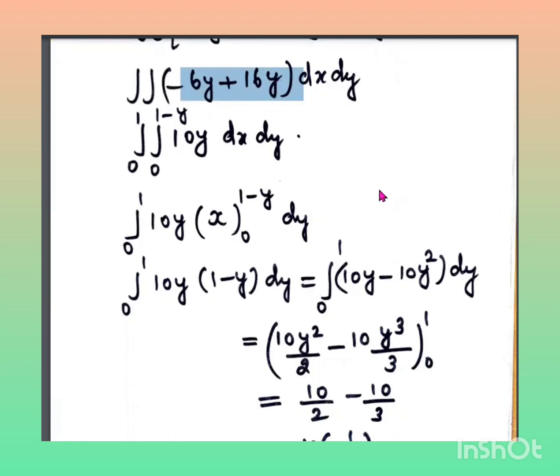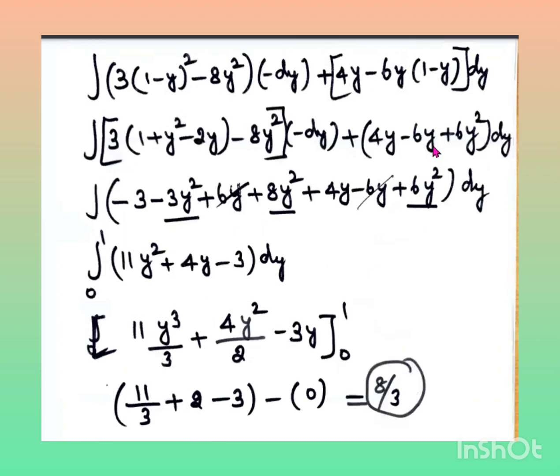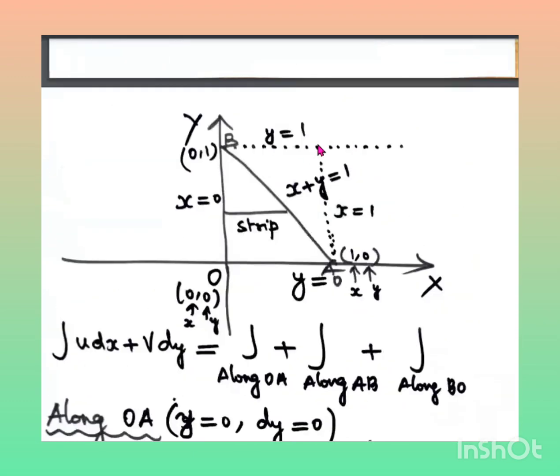Now you have to find the limit. How to find the limit? dx dy means in the diagram you have to find the limit. For example, dx dy means the strip should be horizontal. I have drawn a strip here. The strip should be horizontal. Suppose if you are taking dy dx, the strip should be vertical like this. But since I have taken dx dy, the strip should be horizontal.